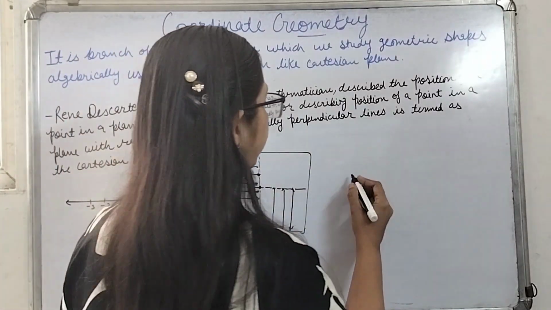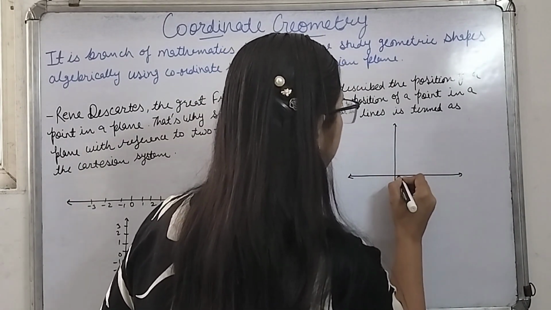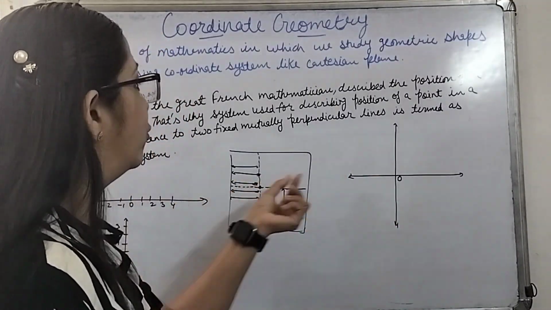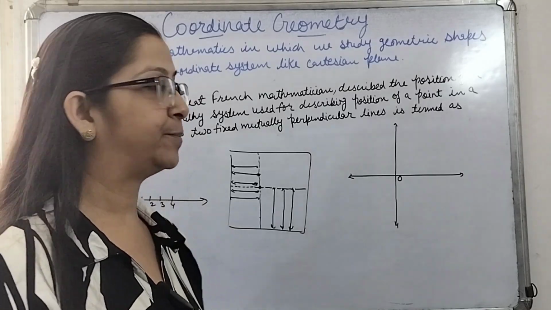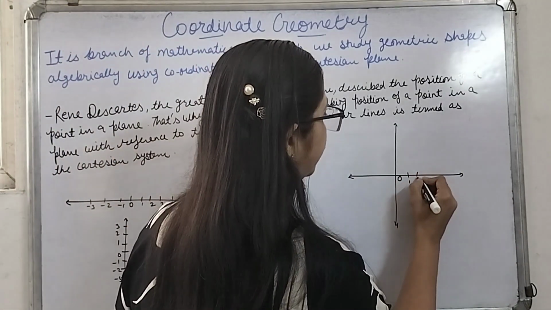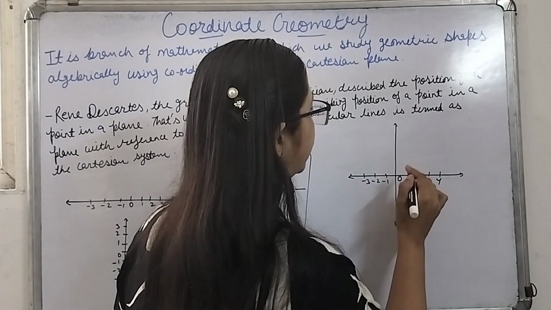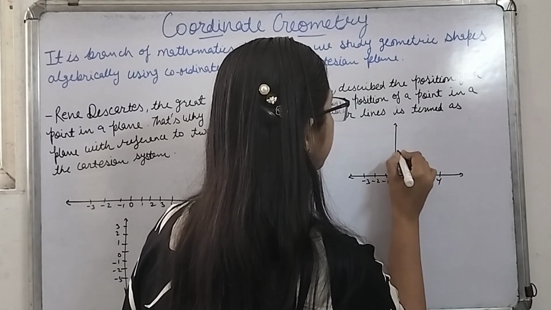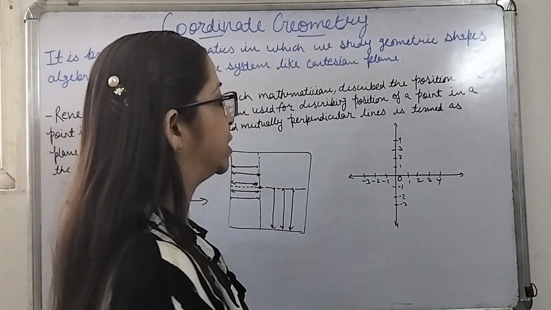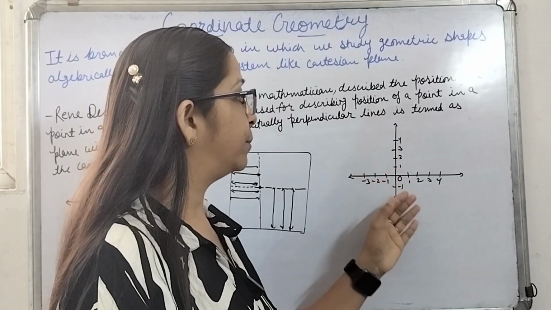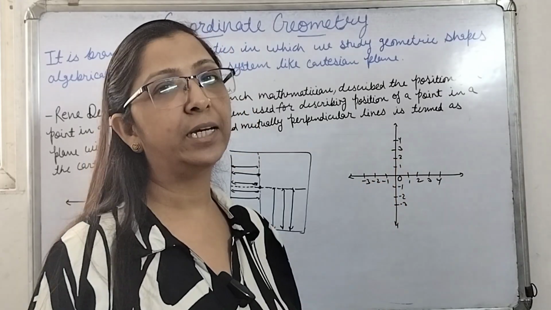So we have taken these two number lines, and the point where the O or the 0 coincides is the common point. It is the point where both the lines intersect each other. Here we take the positive numbers, and here we take the negative numbers. Similarly, above we take the positive numbers, and below we take the negative numbers. So we have taken two number lines perpendicular to each other such that their 0 point coincides.